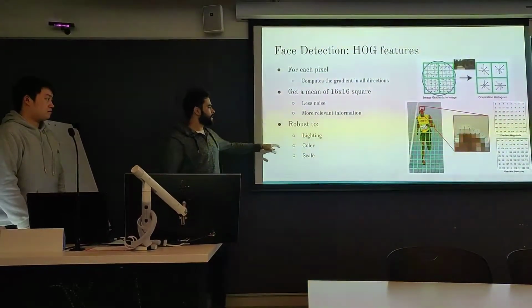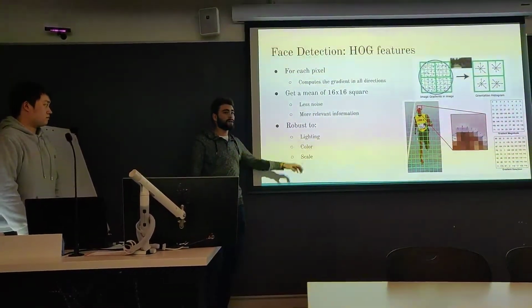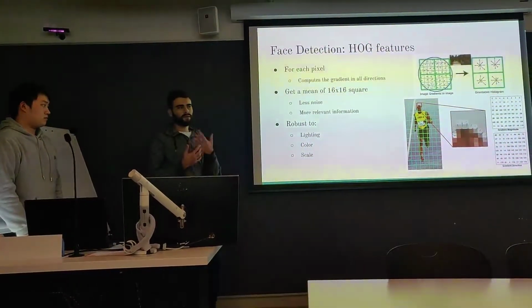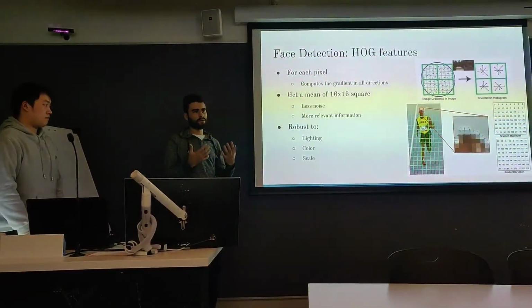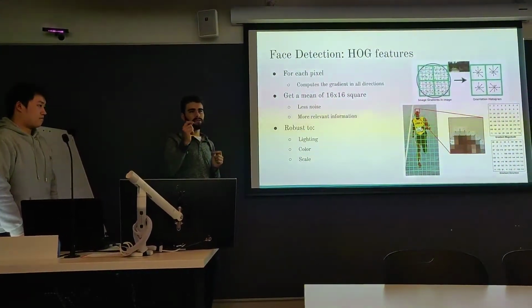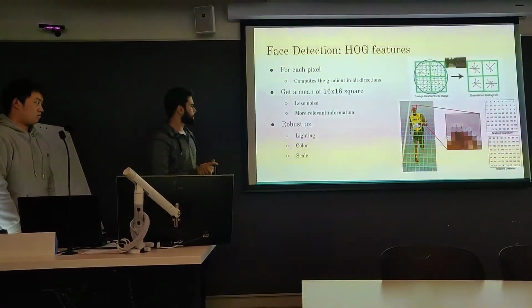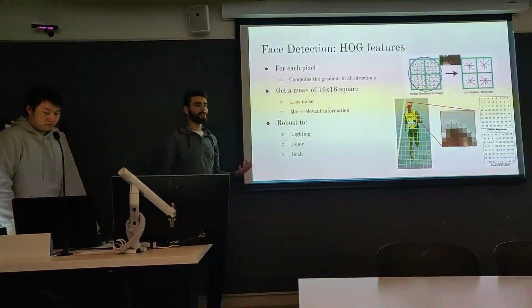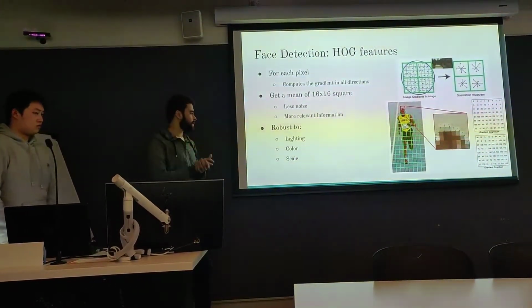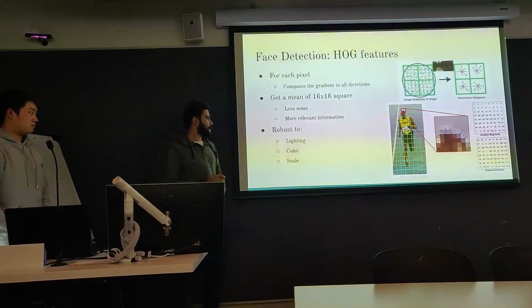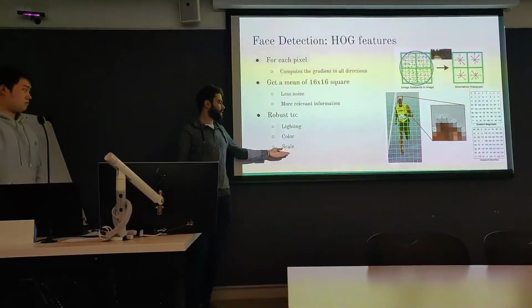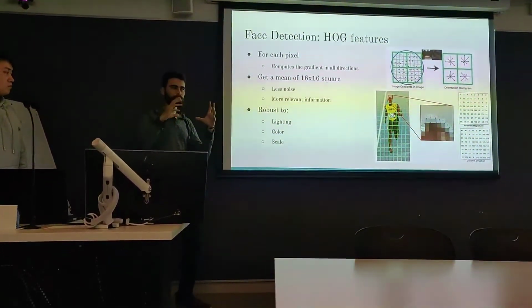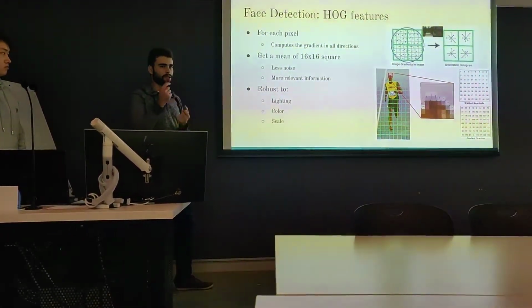So in this way, we introduce robustness to lighting. It doesn't matter if you have a bright image or a darker image, as long as the gradient is the same, we're able to distinguish. And this is color invariant as well, since we use a grayscale image, so we are computing the gradient using grayscale. And also, the same way as the lighting, the scale of the image doesn't really matter as long as the gradients are the same.